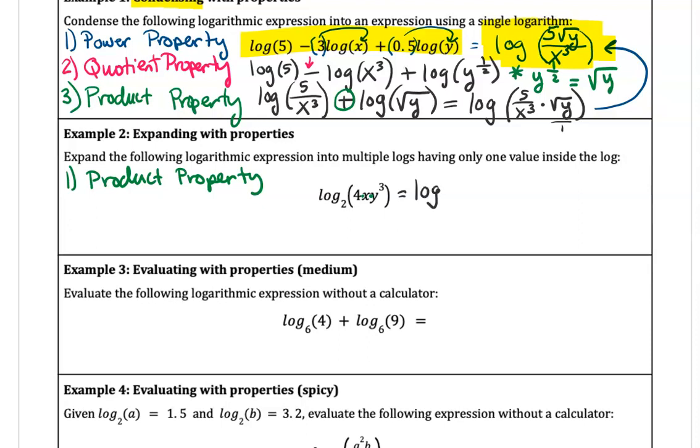That log is the exponent of whatever this product is. But the way I find the exponent of a product is by adding together each of the individual exponents, aka each of the individual logs. So I'm adding the log base 2 of 4 to the log base 2 of x, and then adding that to the log base 2 of y cubed.